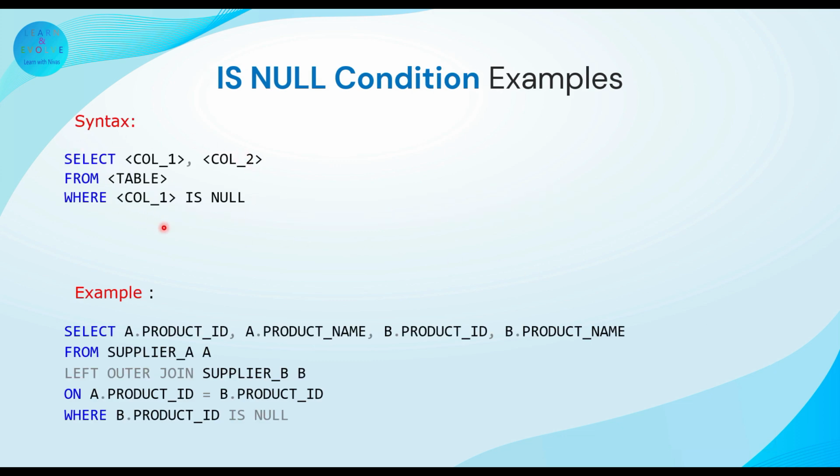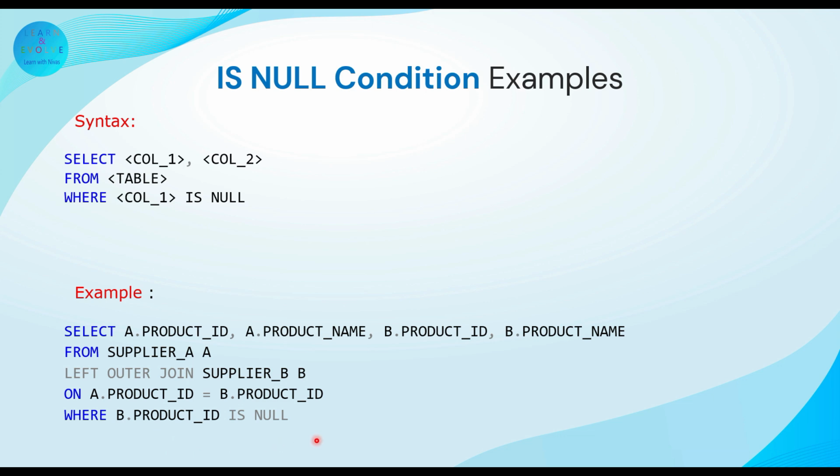So the syntax is very simple: you select the columns from the table and where column is null, that's all. Whichever column you suspect will have null values, you can straight away put it here, and you should put it as is null. If that column is null, automatically that particular record will be selected in the output.